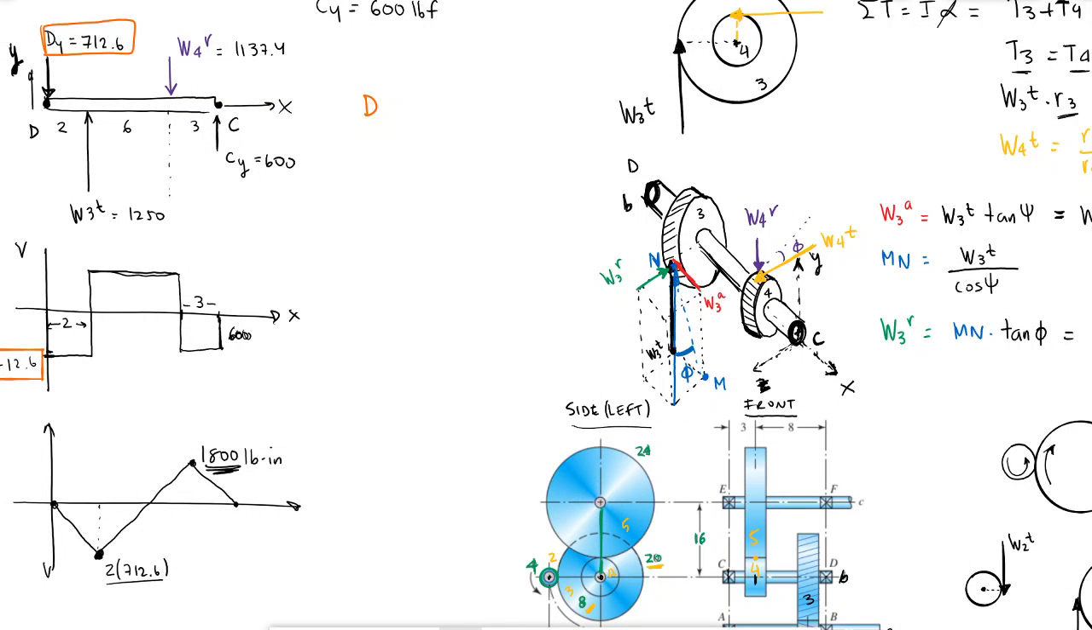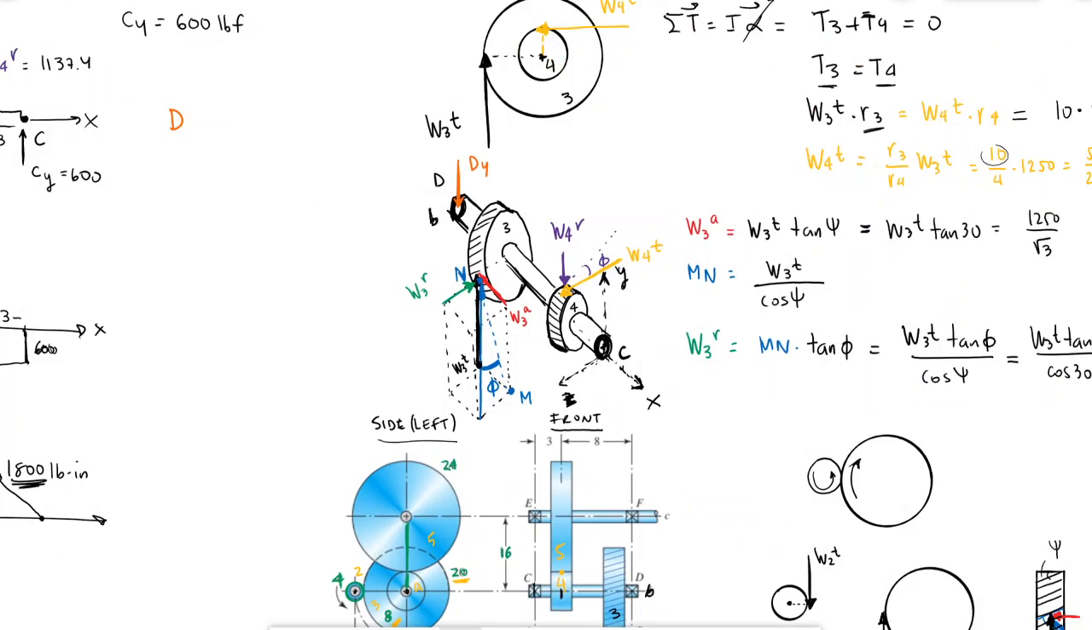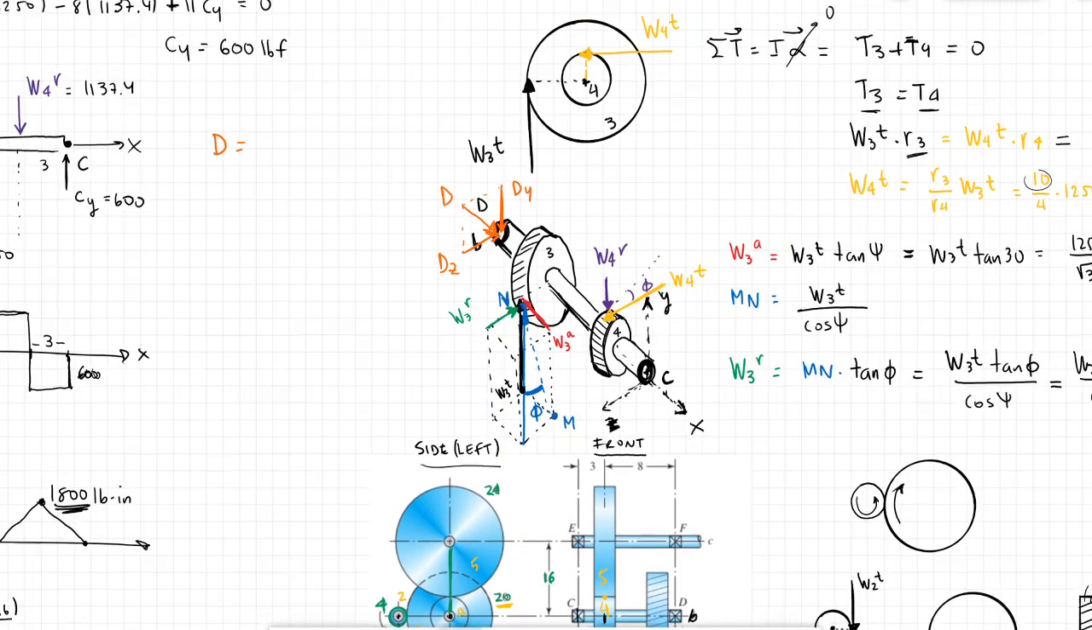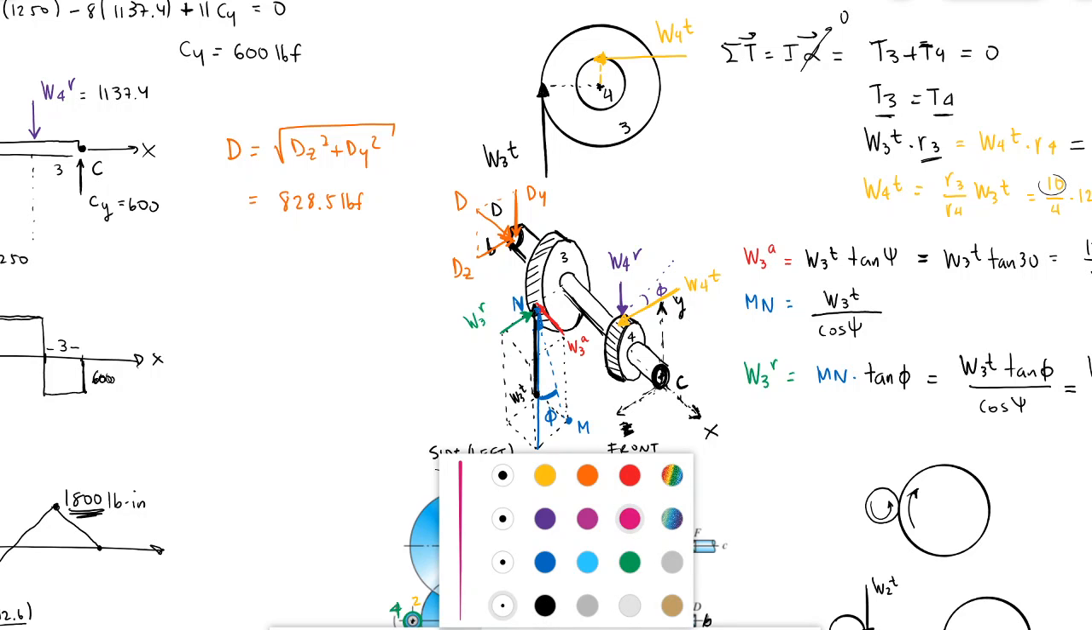Let me draw those here. I have a Dy and Dz in this direction. So there's an overall D vector that I can calculate as square root of Dz squared plus Dy squared. Okay, and that value would be 828.5 pounds.